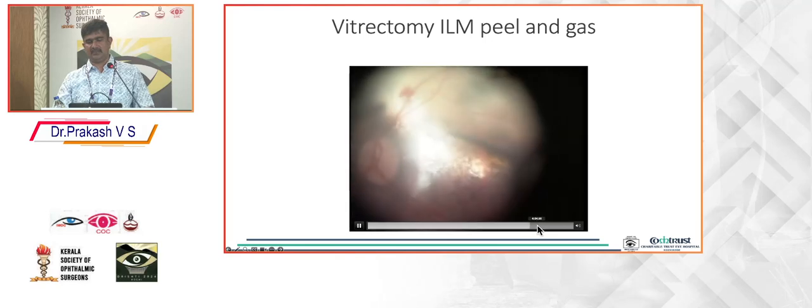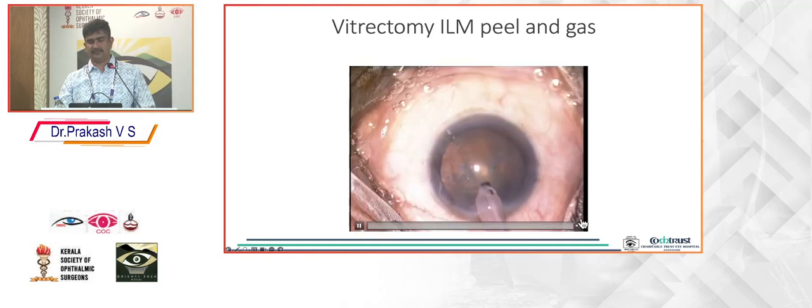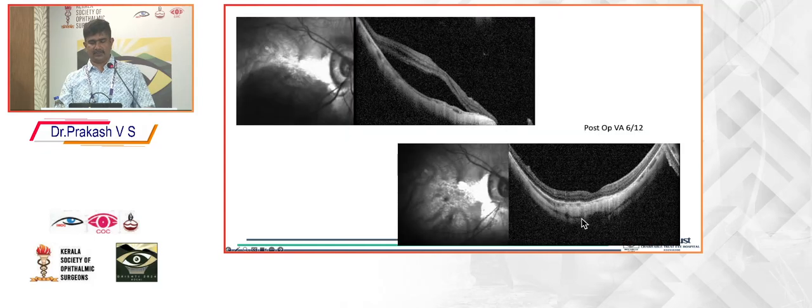Meticulously ILM is peeled, and then a fluid air exchange is done. Complete dye is removed and the gas is injected. So that is the post-op picture of the patient. Patient recovered back 6/12 vision.